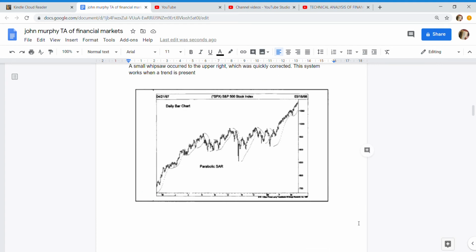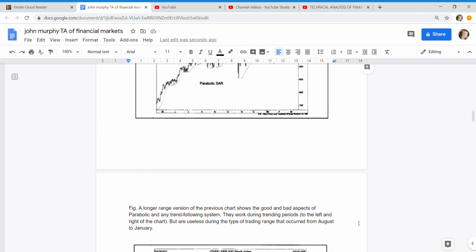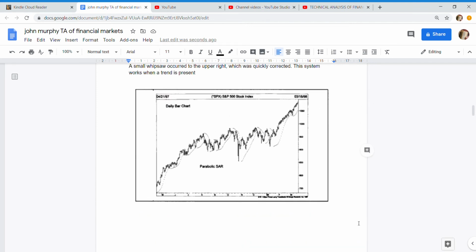Figure: a longer range version of the previous chart shows the good and bad aspects of parabolic and any trend following system. They work during trending periods to the left and right of the chart, but are useless during the type of trading range that occurred from August to January.